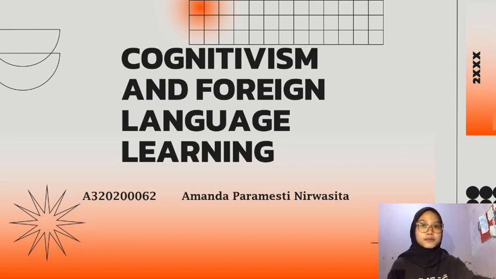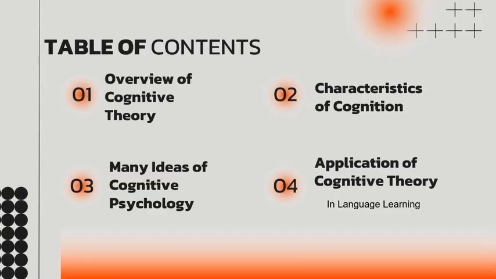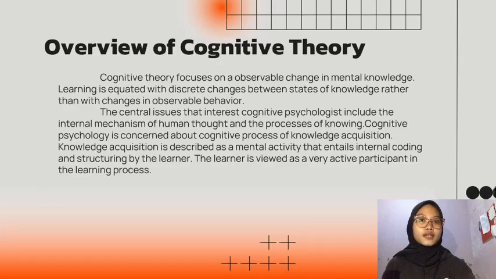In this presentation, I will talk about cognitivism and foreign language learning. We will discuss an overview of cognitive theory, characteristics of cognition, many ideas of cognitive psychology, and application of cognitive theory in language learning. Cognition is a mental process by which knowledge is acquired.